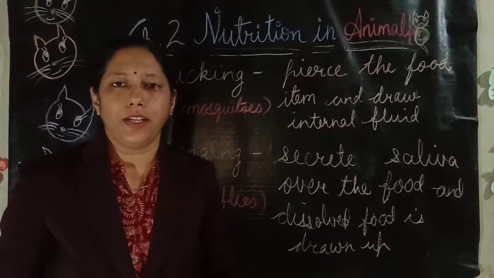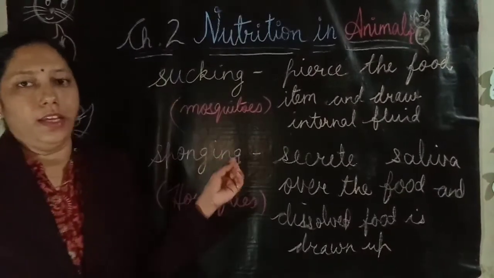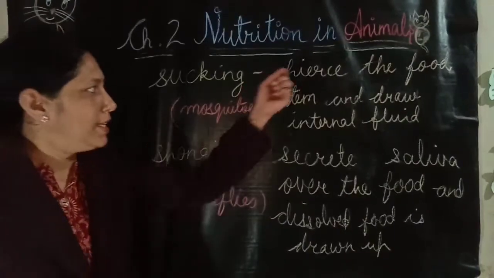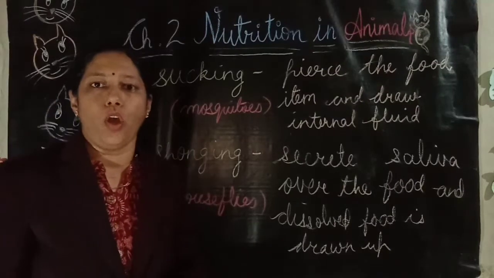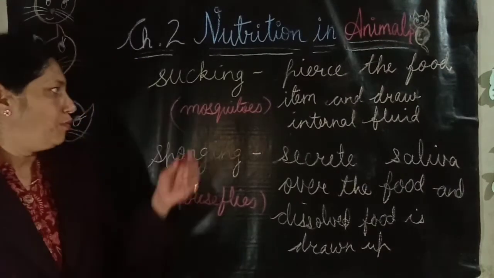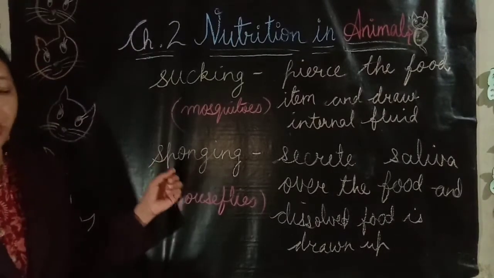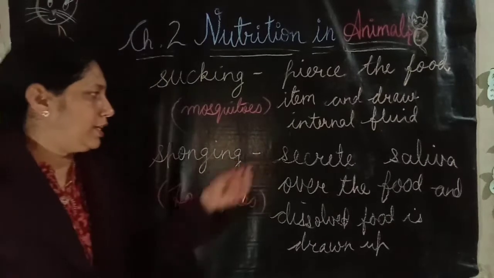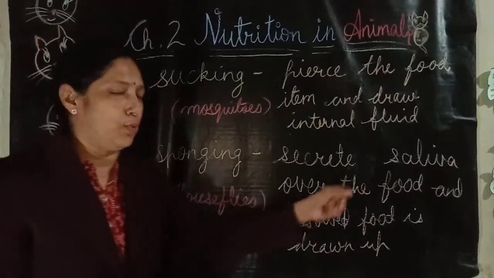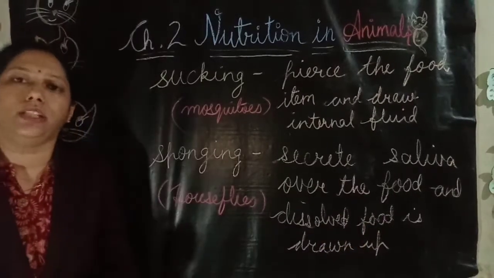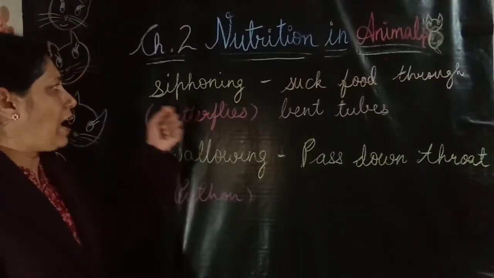Now we will study certain terms related to feeding. First is sucking. Sucking is the mode of nutrition in which the insect spears the food item and then draws the internal fluid of the food into its mouth, for example, mosquitoes. Second is sponging. Sponging is the mode of nutrition in which the insect secretes saliva over the food and the dissolved food is then drawn up to its mouth in solution form, for example, houseflies.